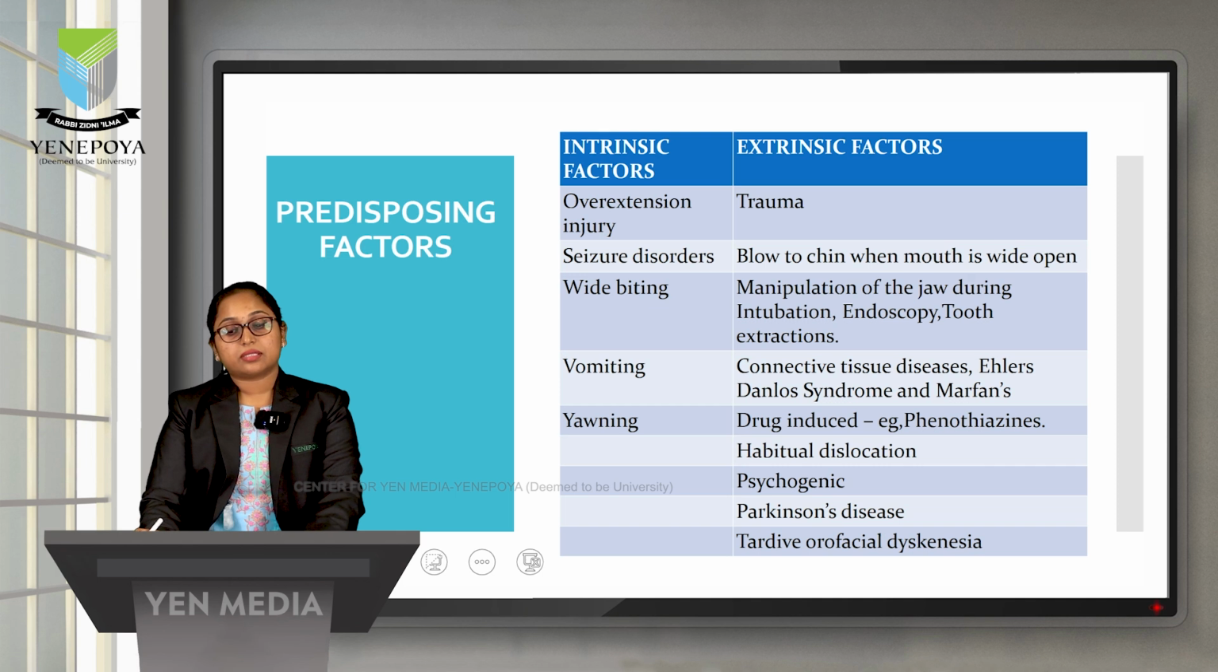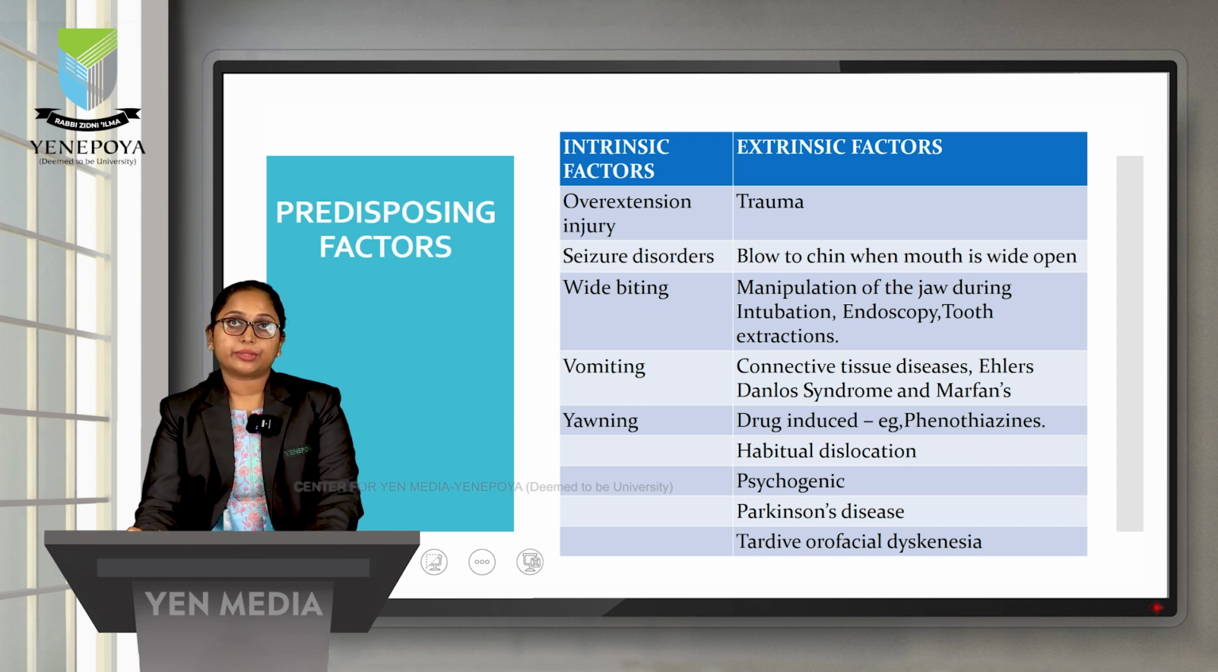Other extrinsic factors such as trauma or a blow to the chin when the mouth is opened wide could also lead to dislocation. Manipulation of the jaw during intubation, endoscopy or tooth extractions, when the patient is subjected to keeping the mouth wide open for a long period of time, could lead to dislocation. Connective tissue disorders like Ehlers-Danlos syndrome and Marfan syndrome could lead to laxity of the ligaments and the capsule surrounding the joint, which could lead to dislocation.